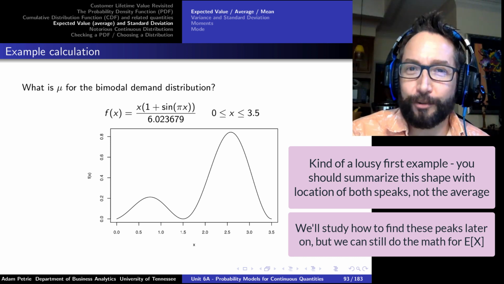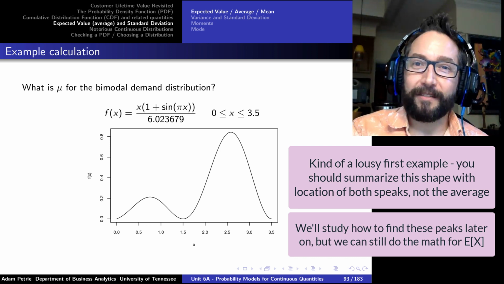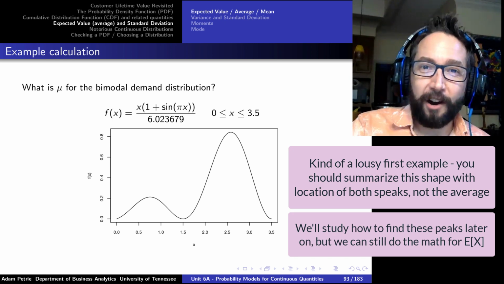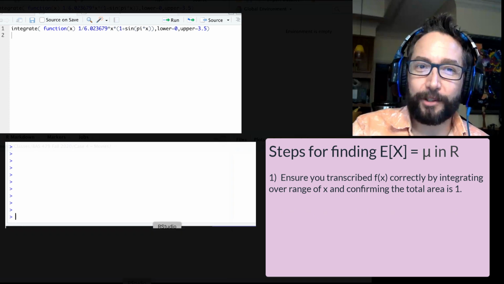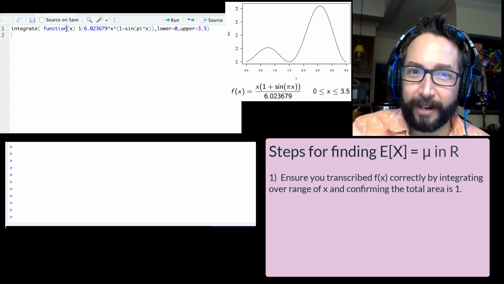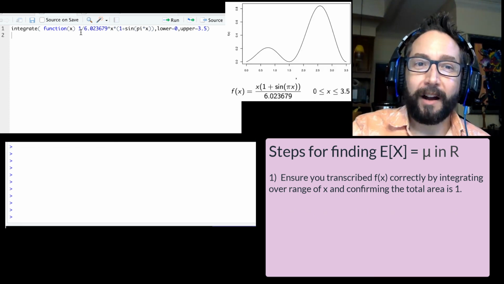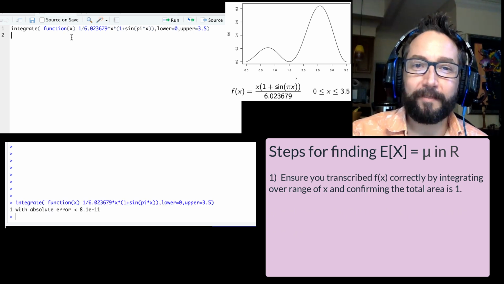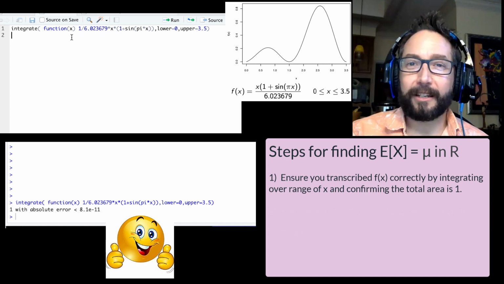But let's just illustrate the process of finding that expected value in R or Wolfram Alpha. So in R, not too bad. We just have to head over to it, and I've already transcribed our function. I'm going to make sure that it integrates to 1 so that I'm dealing with a valid PDF, and so I am. How do we get the expected value out?